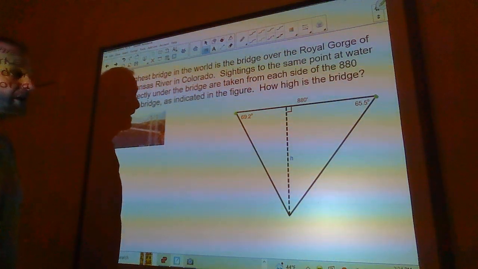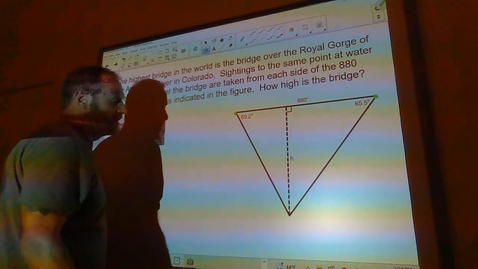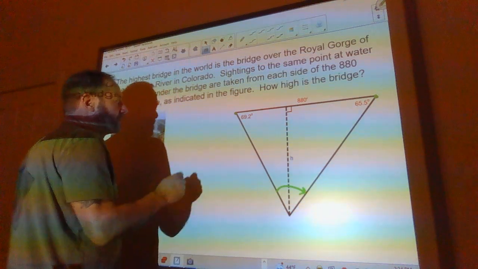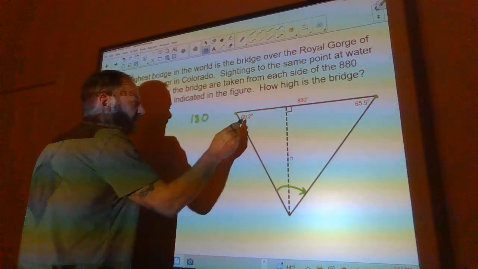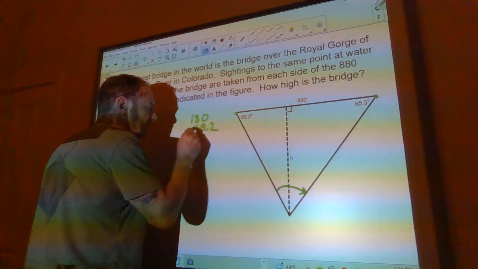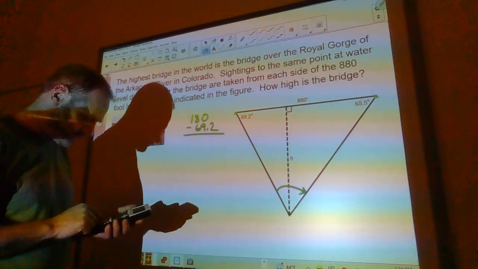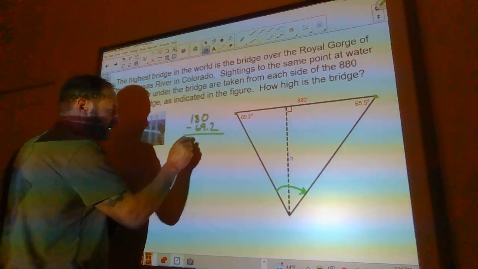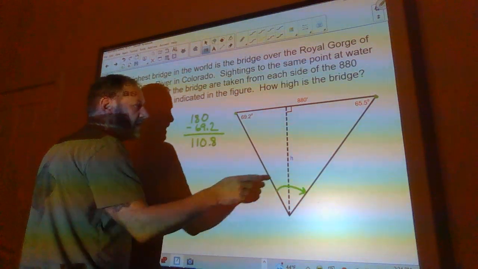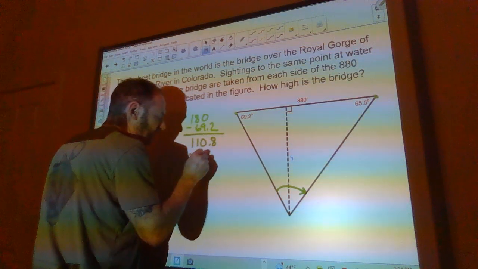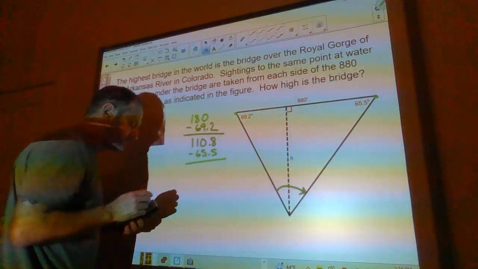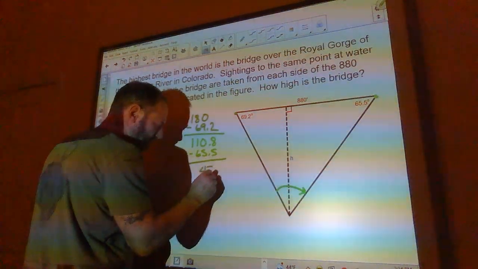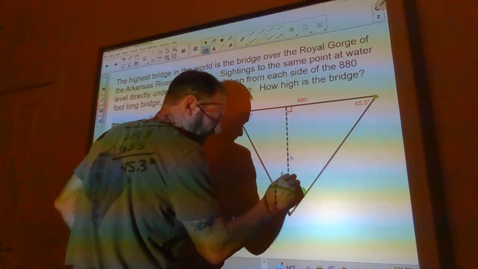We don't have a side across from an angle, not a known side anyway. So here's what I'm going to have to do. I'm going to go to this angle right here. I know that there's 180 degrees in a triangle, and I know 69.2 of them are right there, so I'm going to subtract that. That's going to be 110.8. And I know that 65.5 of them are over there, so I'm going to take those away. That leaves me at 45.3 degrees. That's this angle down here.